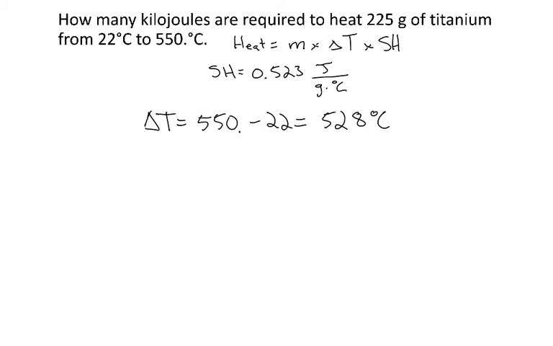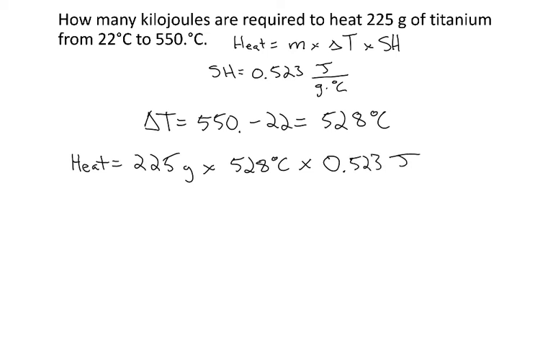To get the heat, I'll take my mass, which is 225 grams, times my change in temperature, which is 528 degrees Celsius, and I'll multiply that by the specific heat, which has units of joules divided by grams times degrees Celsius. It's not a bad idea to make sure my units cancel. I have a gram in the numerator, which will cancel with the gram down here in the denominator. I've got a degree Celsius that'll cancel with my degree Celsius. That tells me that my final answer is going to be in joules.